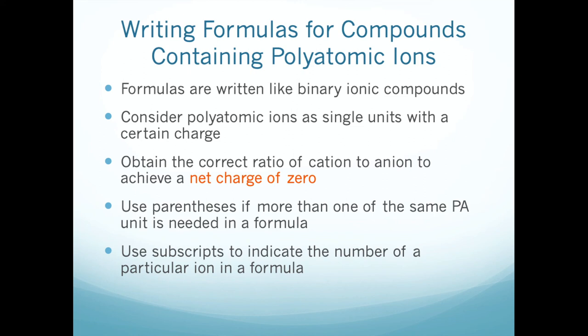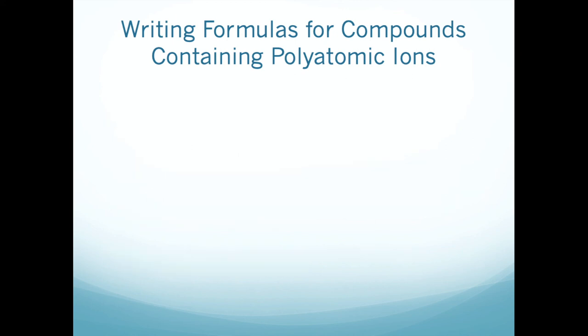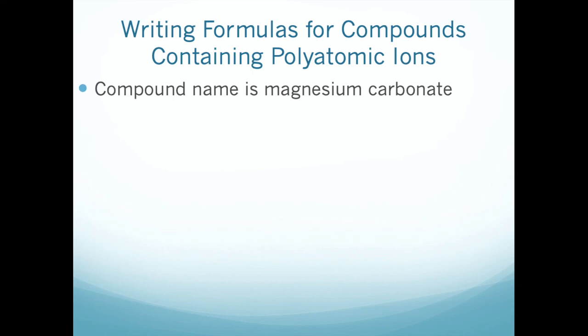Okay, we're just going to use subscripts if we need more than one of an ion, and using parentheses if we need more than one of our polyatomic ion. And for naming things, we just say the name of our cation and our anion. It's just that the name of our anion usually ends with ate or ite or something like that. So let's try some practice problems.